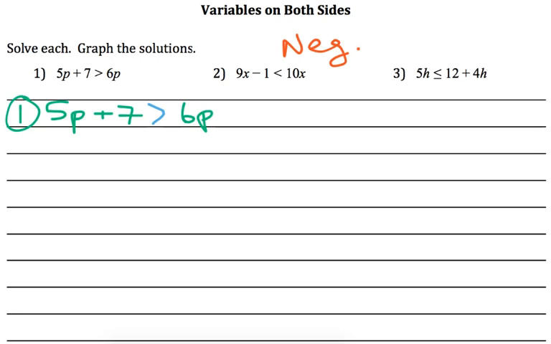Now, these are sort of multi-step, like I said, and I always like to avoid having a negative in front of my variable. And also in the previous videos, I said these are just like equations. But I'm going to avoid subtracting 6p, because if I subtract 6p, I'll end up with a negative over here, and that means that I'm likely to have to divide or multiply by a negative, and that's going to only increase the likelihood that a mistake will be made. I'll subtract 5p from both sides, leaving me with 7 is greater than p.